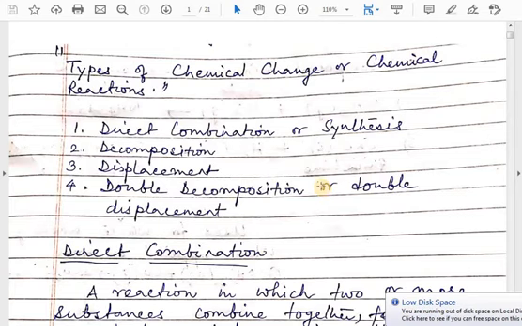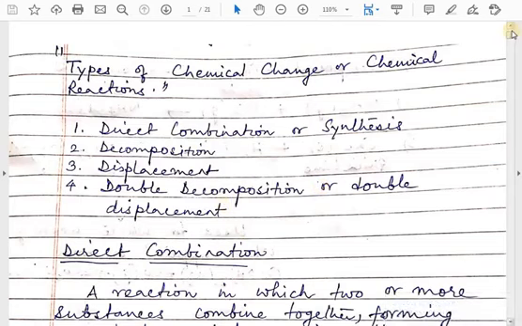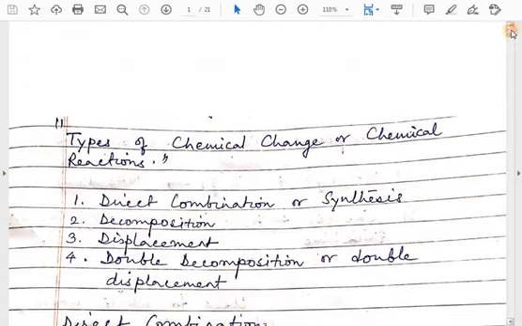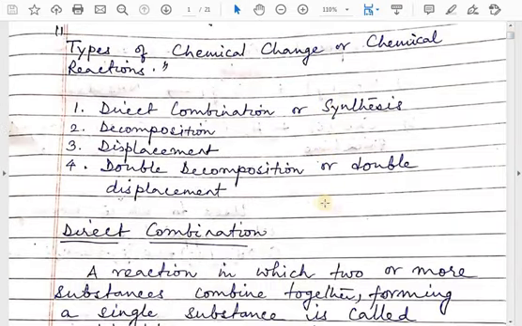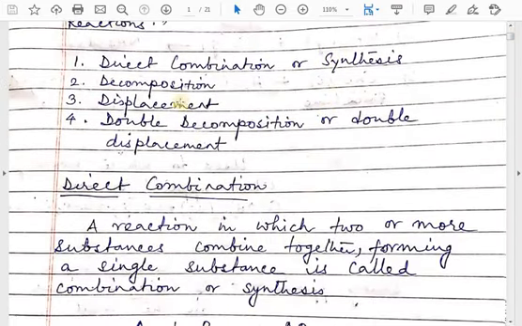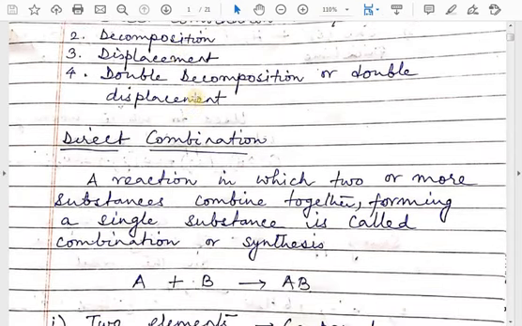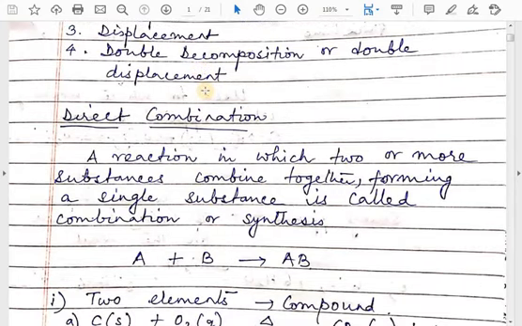Hello, today we'll be starting with types of chemical change or chemical reactions. There are four types of chemical changes. One is direct combination or synthesis, second one decomposition, third one displacement, fourth one double displacement or double decomposition.